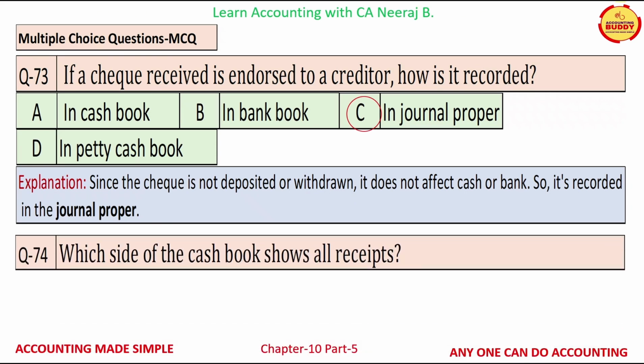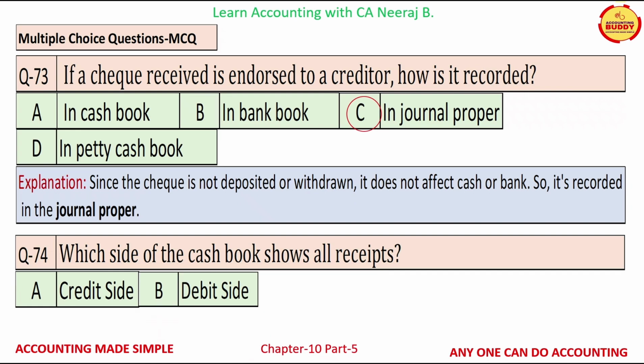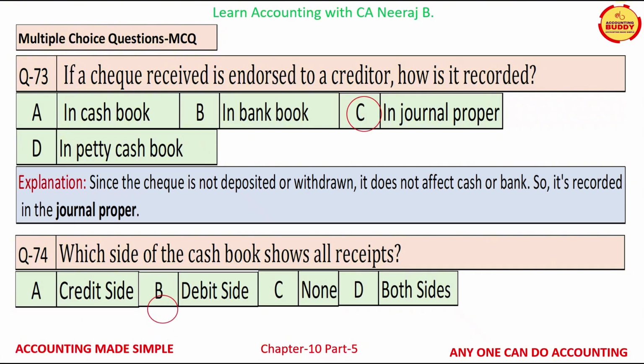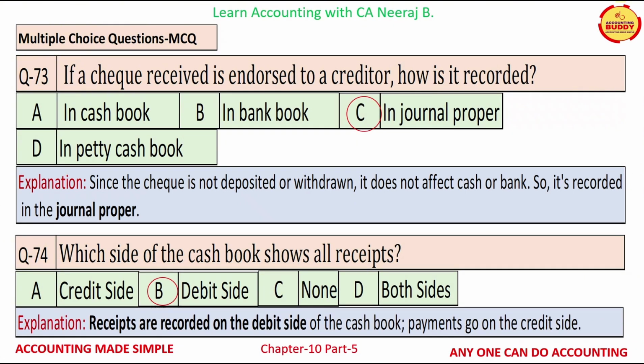Question number 74. Which side of the cash book shows all receipts? The available options are option A, credit side, option B, debit side, option C, none, and option D, both sides. And the correct option is option B, debit side. Receipts are recorded on the debit side of the cash book. Payments go on to the credit side.